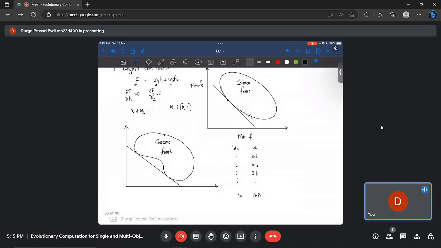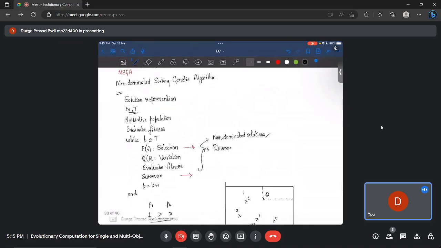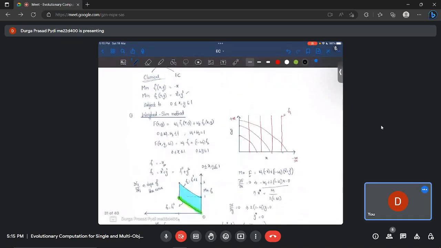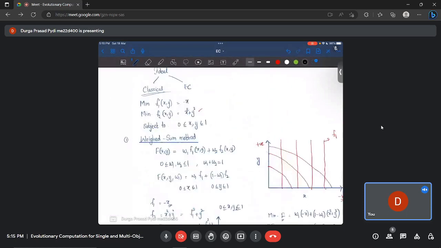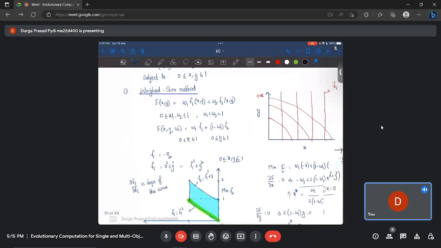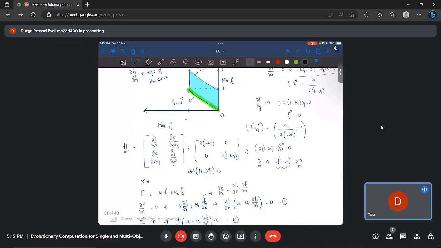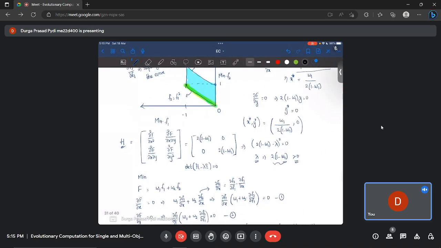Let us take the example we were discussing last week. We have to minimize minus x, and f equal to x square plus y square; we want to minimize both of these functions. We got the stationary points to be w1 by 2 times 1 minus w1. So if I take w1 to be 0, the stationary point will correspond to 0 comma 0, and that also lies on the Pareto front in this particular case.